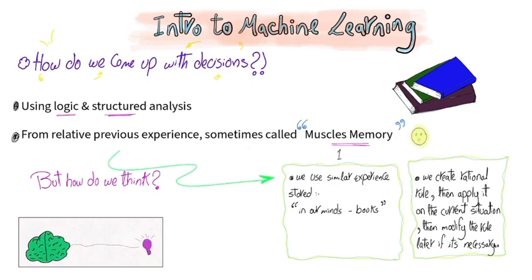So how do we come up with decisions? We rely on logic and structured analysis. We also use relevant previous experience, sometimes called muscle memory. How do we think? One of the ways is to use similar experience stored in our minds or books. Alternatively, we create a rational rule, then modify it based on the current situation, then modify the rule later on if it's necessary.